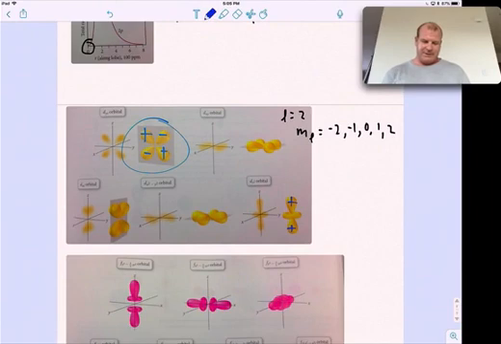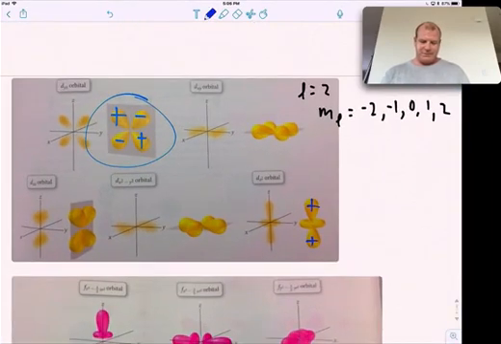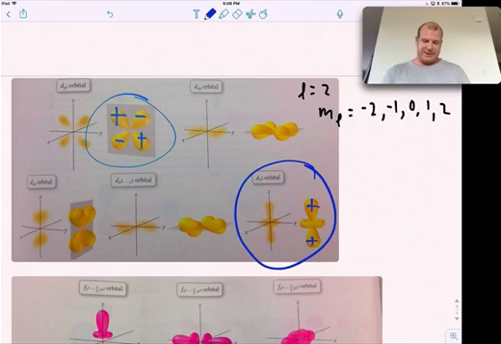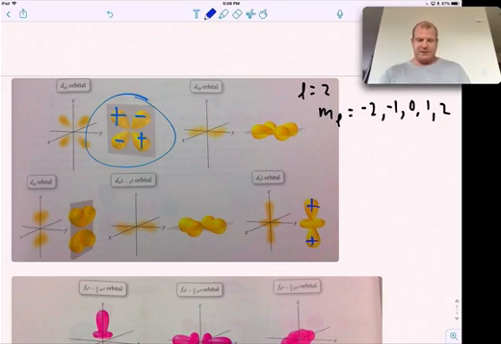So here are the 3d orbitals, and of these, the more important ones are the dz squared and the dx squared minus y squared. Why are those important? Because they align with the x, y, and z axes. And those are found preferentially in terms of bonding. So bonding between metals and nonmetals tends to be there. You can have bonding over here.